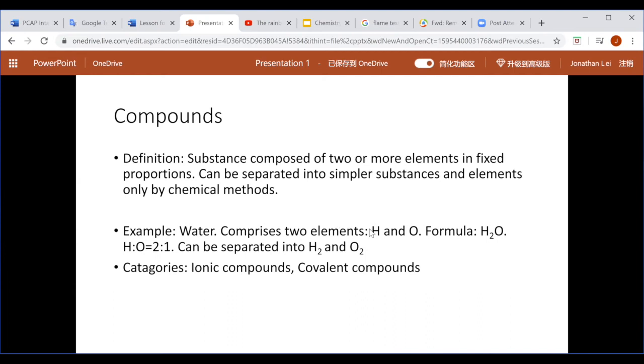So you can see the substance is composed of hydrogen and oxygen, which is two elements, in fixed proportions, which is 2 to 1. And it can be separated into simpler substances like hydrogen and oxygen. So water is a very good example of compounds. And we have two kinds of compounds, which is ionic compounds and covalent compounds. Let's see ionic compounds first.